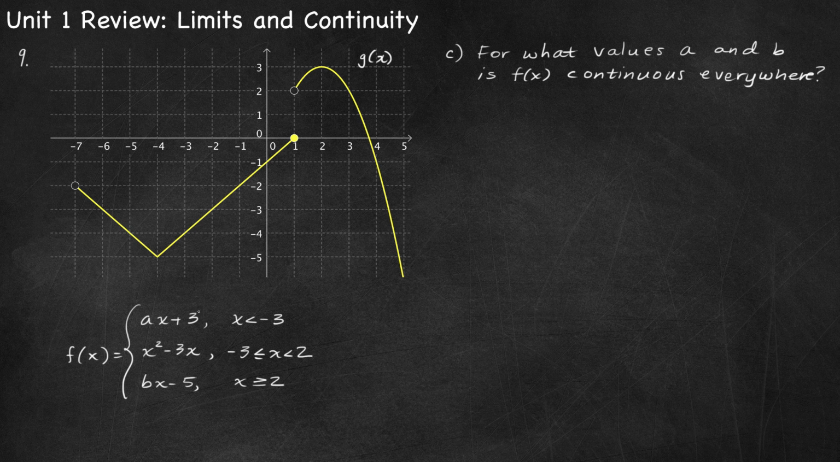Well, if we look at the different pieces in our piecewise defined function, the first piece is linear, so that's continuous everywhere. The second piece is quadratic, that's continuous everywhere. And the third piece is linear, continuous everywhere. So the only possible places where we might have discontinuity would be where the domain splits, where x is -3 or where x is 2. So we're going to check for continuity at both of those x values.